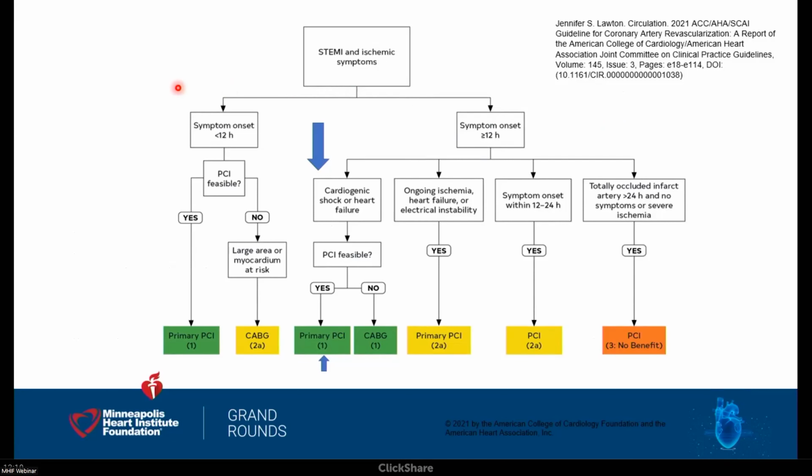So what kind of revascularization strategy should we adopt for these patients? This is from the recent revascularization guidelines: any patient presenting with STEMI within 12 hours, if PCI is feasible, then we do PCI. If it's not feasible, then we perform CABG. And the important thing here is that even if patients have symptom onset for more than 12 hours, cardiogenic shock is one of those conditions where revascularization is still recommended. The level of evidence is 1 with PCI, and if it's not feasible, then with CABG.